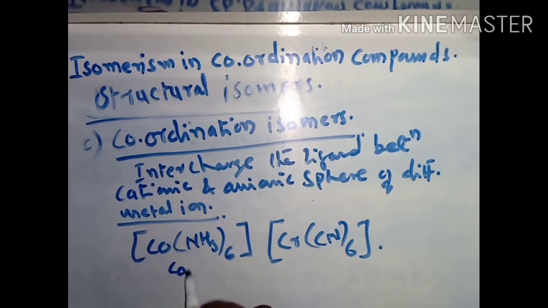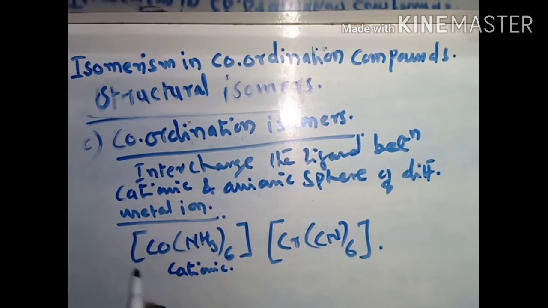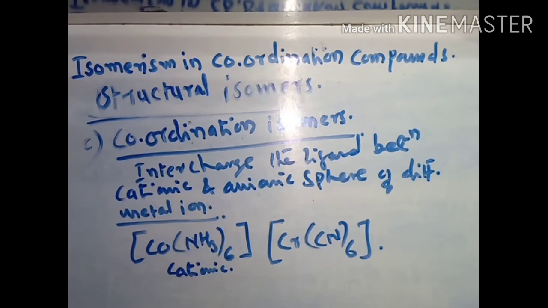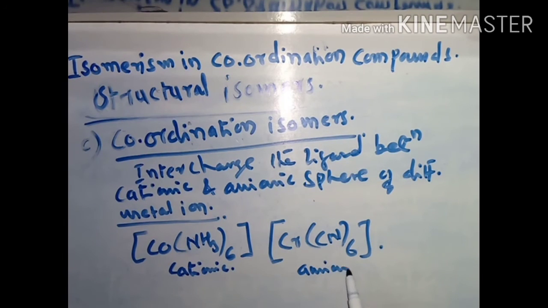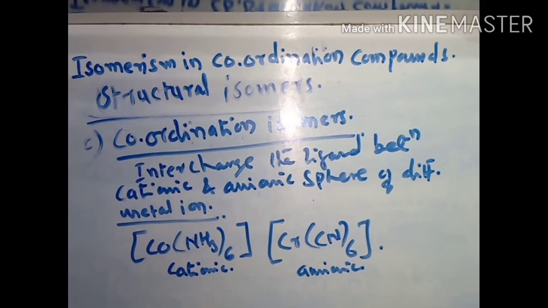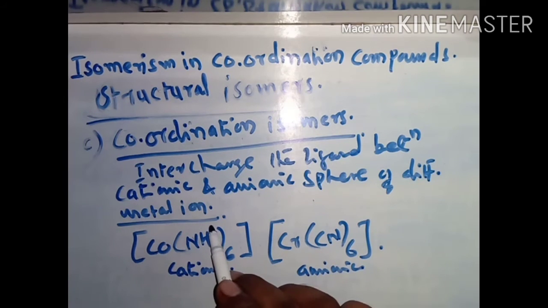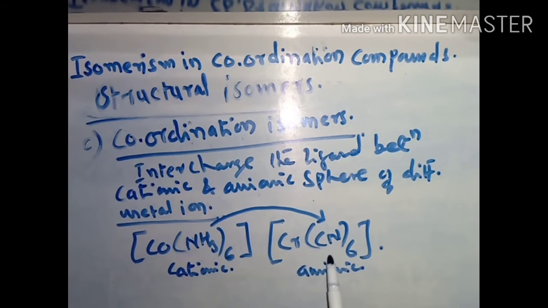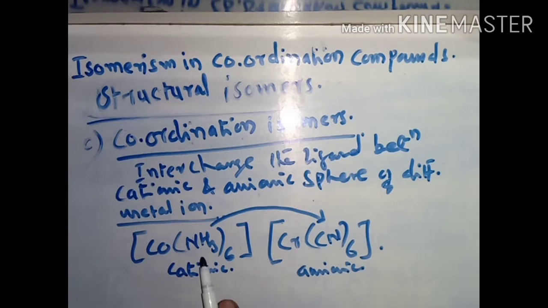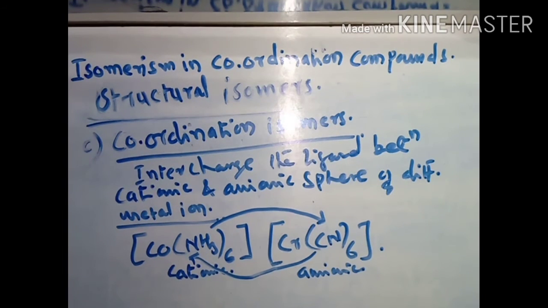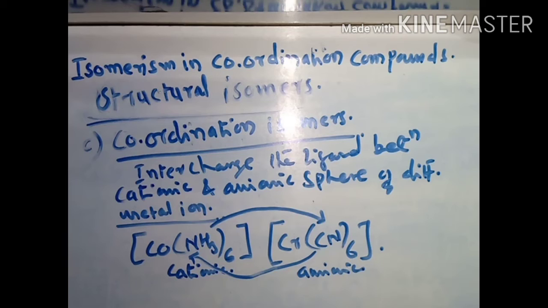This one is the cationic complex carrying a positive charge, and this one is the anionic complex. Now there will be an exchange of ligand. This ligand will be linked to the chromium, that is amine will link to the chromium, and this cyanide will link to the cobalt. There is an interchange of ligand takes place. Such type of isomers or complexes are known as coordination isomers.